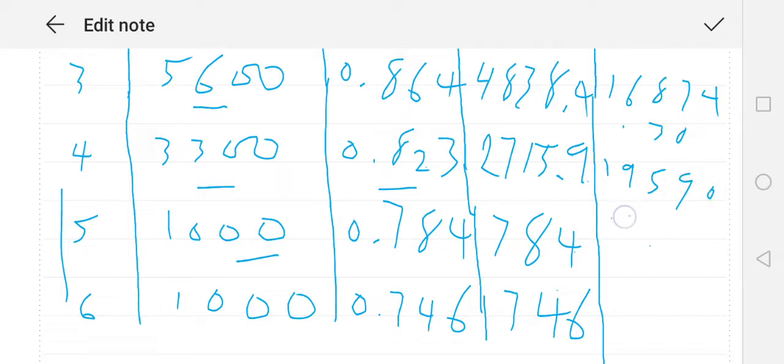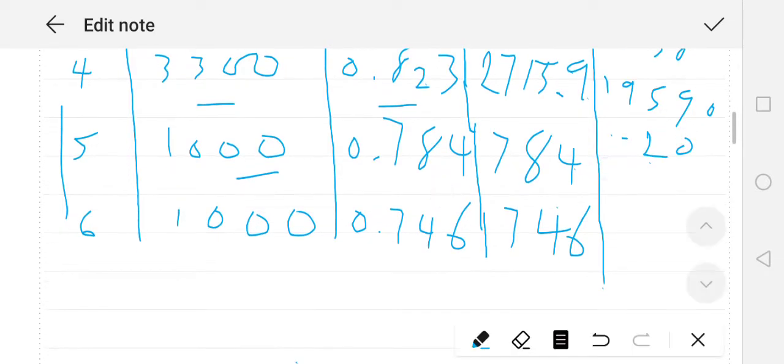Okay, so now we are going to year 5, right? So we are at year 4, so we go to year 5. Year 5 will be year 4's figure, which is 19590.20 plus year 5's present value, which is 784.